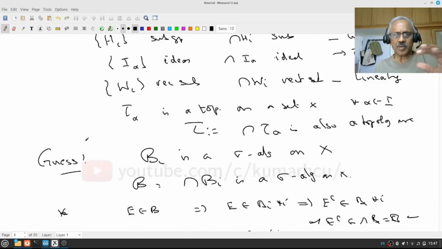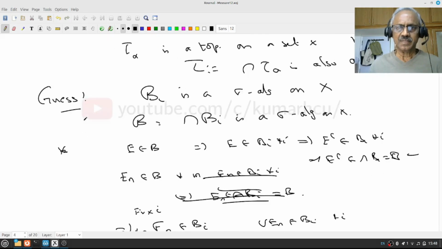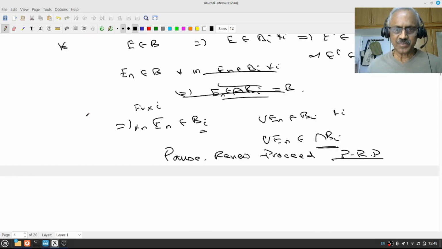Whenever you have a collection of objects of the same kind, with a structure on each and every object, like a subgroup structure, ideal structure, vector subspace structure, a topology, or a sigma algebra, what you know is their intersection also has exactly the same kind of structure. What is the important thing once I have such a thing? This is how one has to learn mathematics as a whole, not subject by subject.